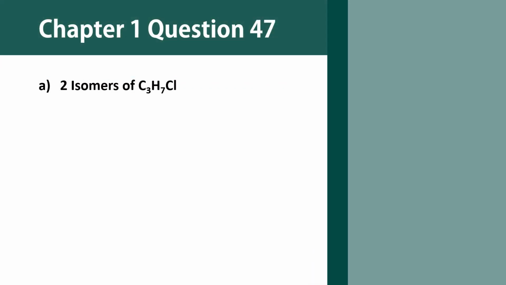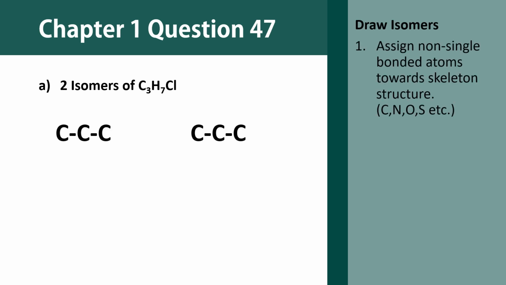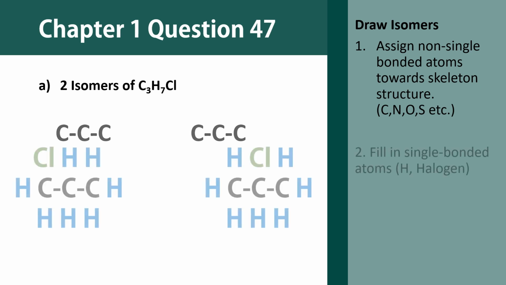let's start with our first question. This is chapter 1, question 47. It requires you to draw isomers for C3H7Cl. When you draw the isomers, first, assign the atoms that can form more than one bond to the skeleton structure, for example C, O, S, etc. These are atoms that can bond with more than 1 bond. In this case, we have 3 carbon atoms, so we just align the 3 in a straight line.